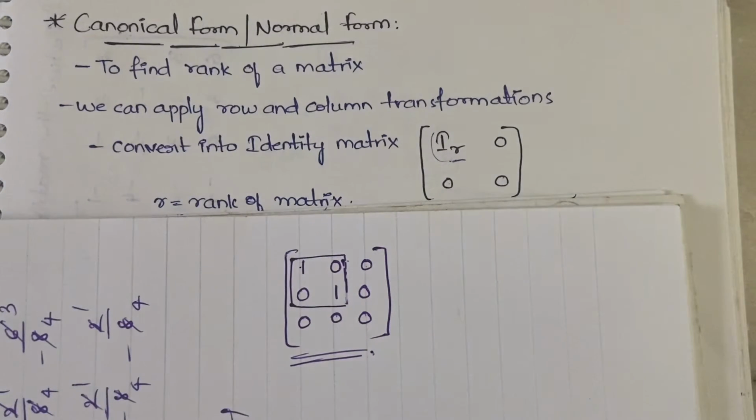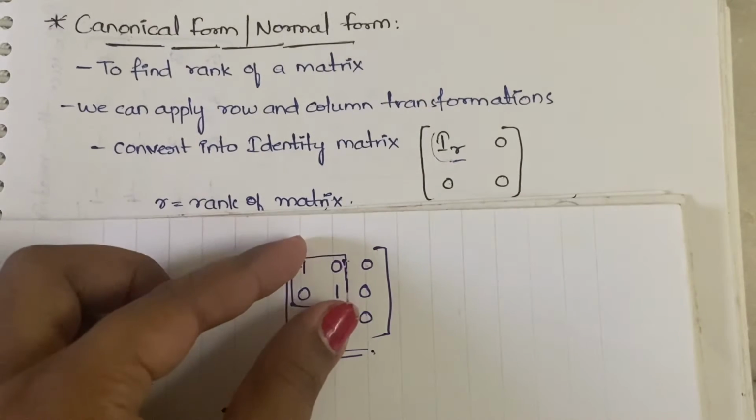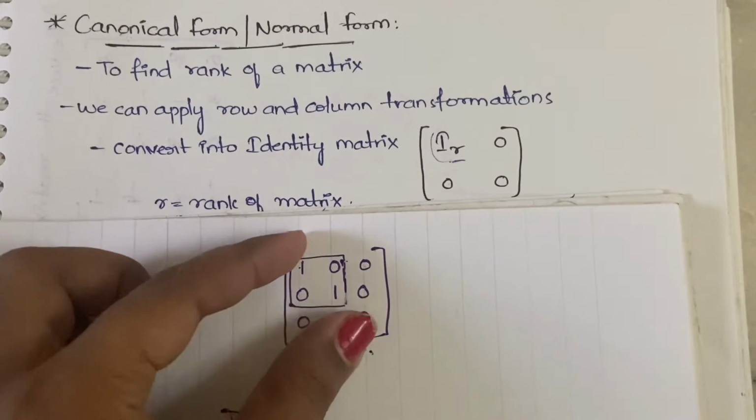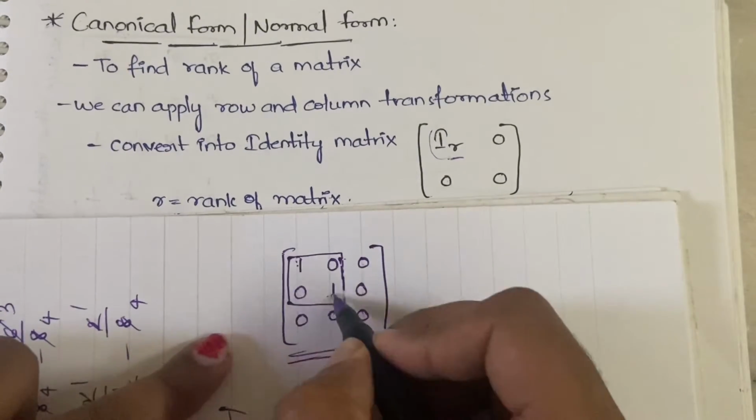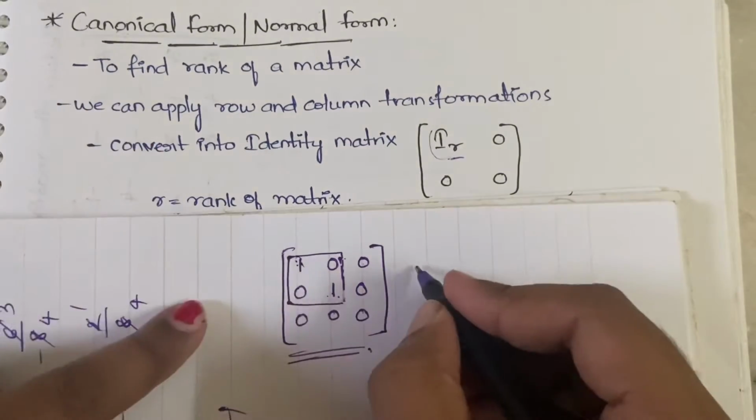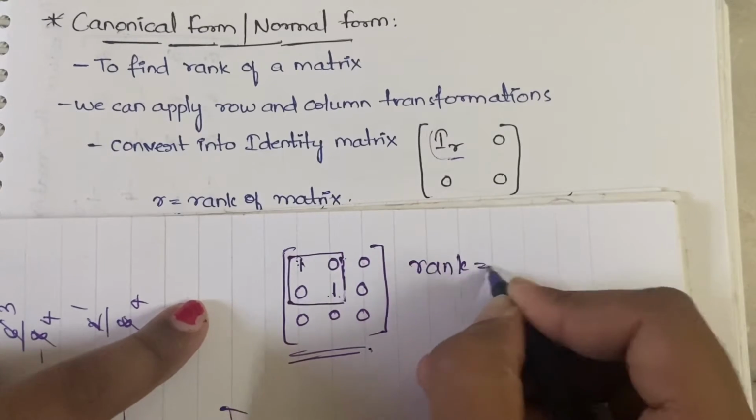It can be a 2 by 2 matrix, it can be a 3 by 3, 4 by 4, whatever it is. If you are getting like that, then your problem is said to be completed, and whichever identity matrix order you are getting, that is the rank. Here what is the order of this identity matrix? It is 2, right? So the rank is equal to 2.